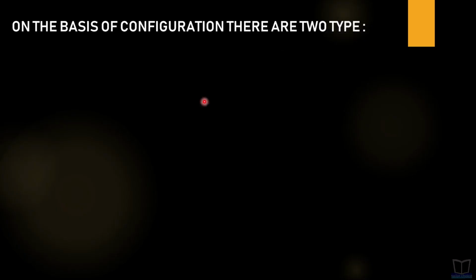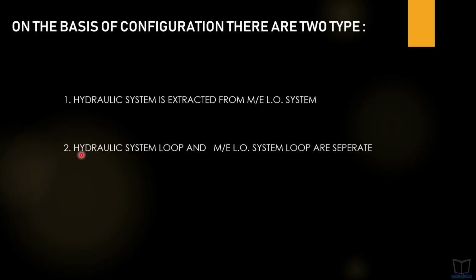Now moving next, on the basis of configuration there are two types. First one is the hydraulic system extracted from the main engine lube oil system, and the second configuration is where the hydraulic system lube and main engine lube oil system lube are separate. But in both cases, main engine lube oil is used as hydraulic oil. So please do not get confused that hydraulic oil is something different. Hydraulic oil is the same as the main engine system lube oil.